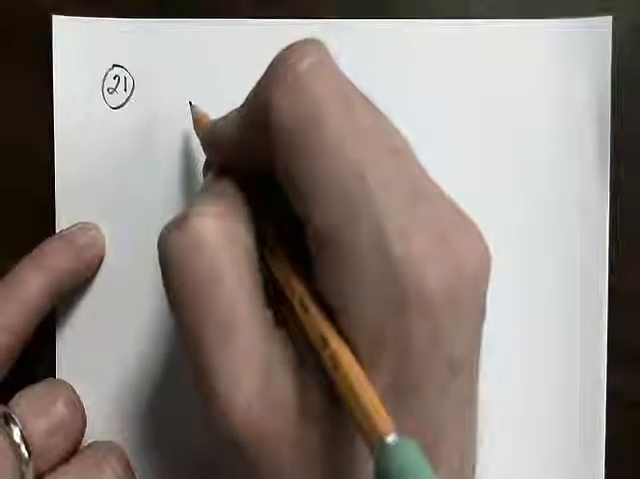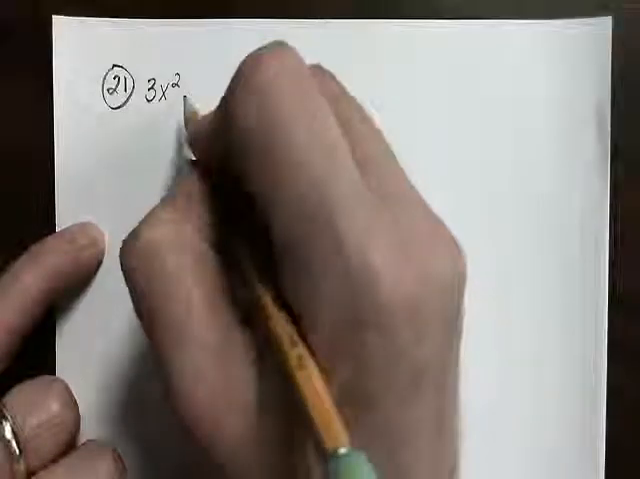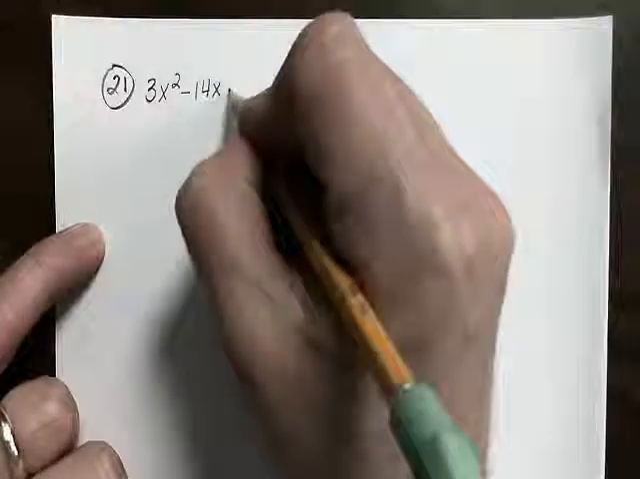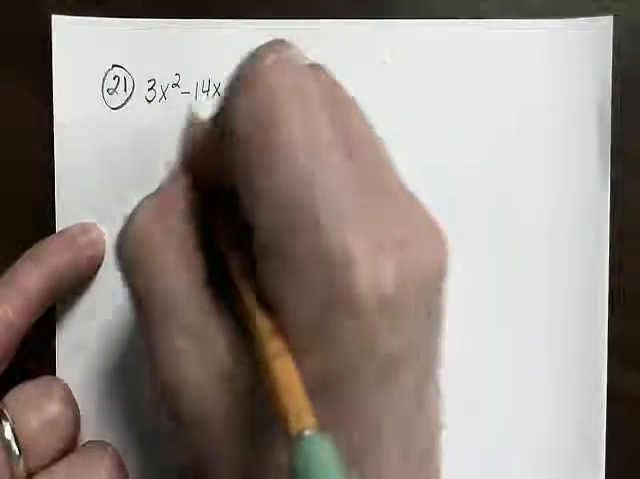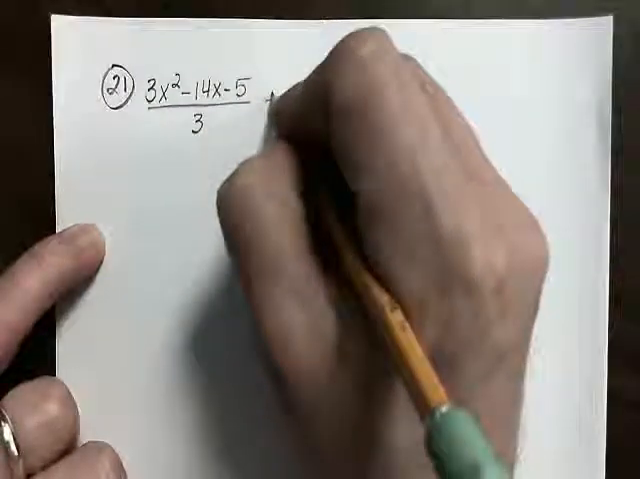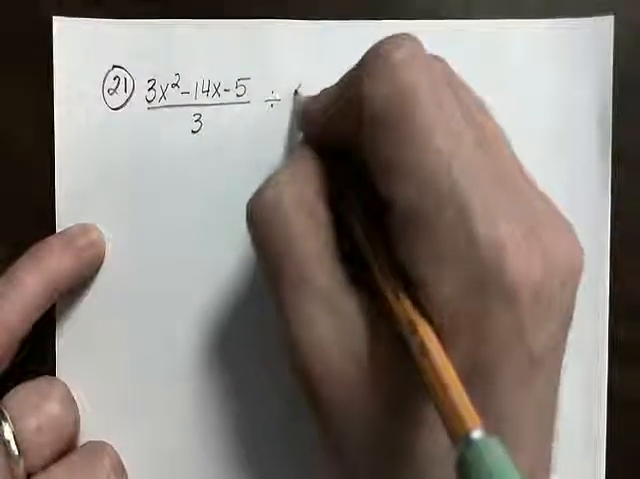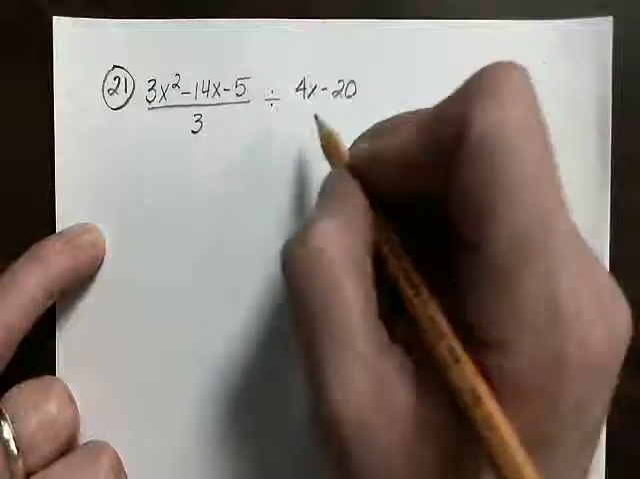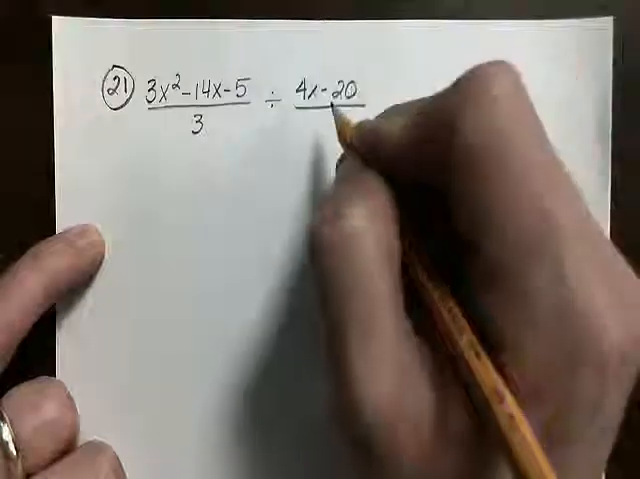Problem 21 is 3x squared minus 14x minus 5 over 3, divided by 4x minus 20 over 9.